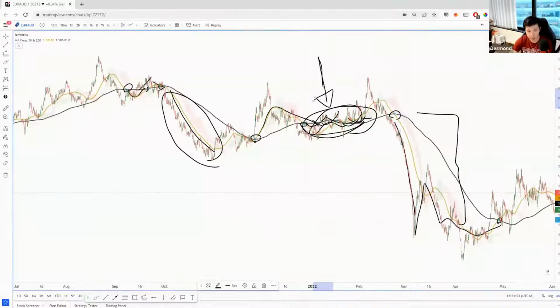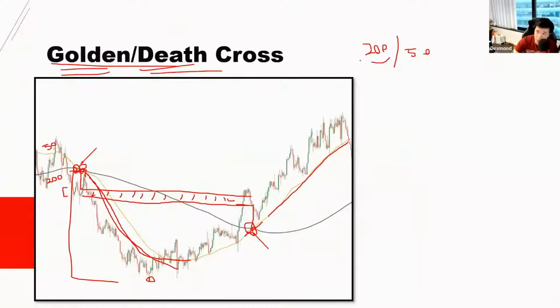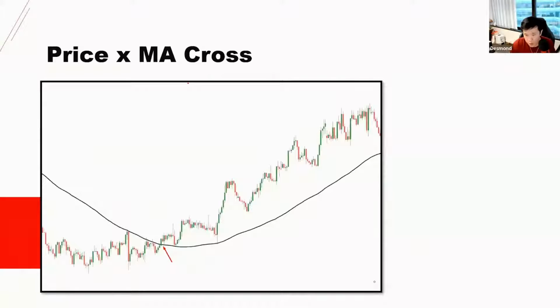Okay. Next thing I do want to teach you guys, on top of the golden and death cross, which uses the 50 and 200 moving average, is the price times moving average crossover. I know it sounds quite simple, right? Price, as you can see over here, crossing over the moving average very nicely. Then it goes on a nice little journey all the way up, all the way up, all the way up, as you can see over here. This doesn't happen all the time, but it happens enough, right? Moving average crossover, you take a trade, it goes all the way up, right?